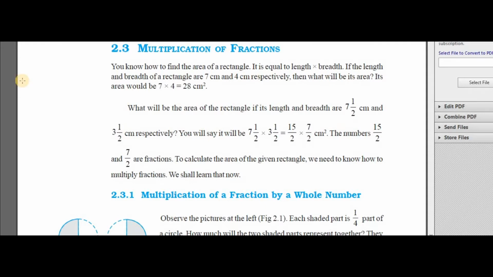In today's video, we already completed addition and subtraction of fractions. So today we are learning a new topic called multiplication of fractions. So what is multiplication of fractions? Let's see, and then we'll start doing our exercise as well as our normal problems.